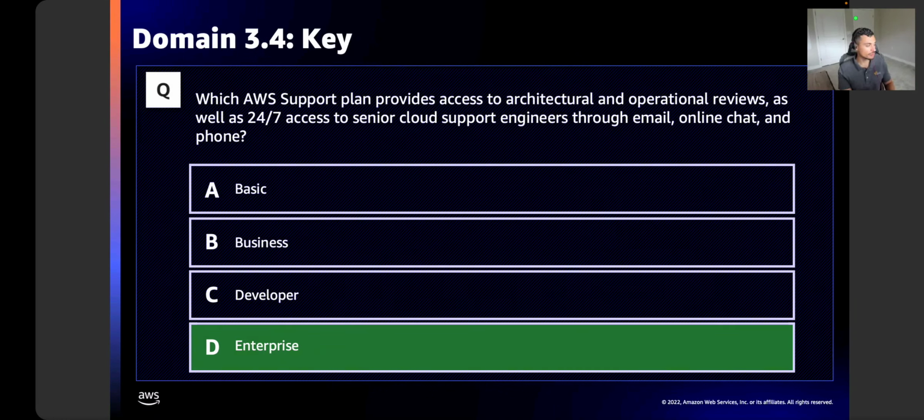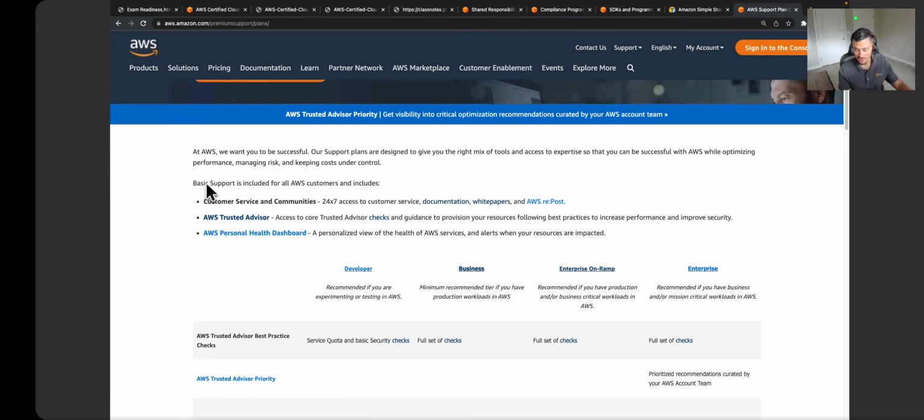So again, I would recommend going through that page and noting the differences. Basic does exist. Basic is listed up here. You can see that the basic plan is included for all AWS customers and supports customer service and community. So 24/7 access to documentation, white papers, and forums. AWS Trusted Advisor, you get the core Trusted Advisor checks, right? And then AWS Personal Health Dashboard, so a personal view of the health of the services and resources that you use, right? So that's what the basic plan includes.